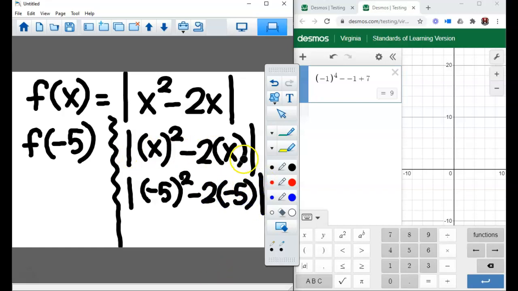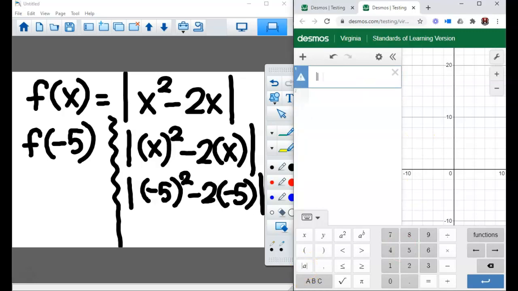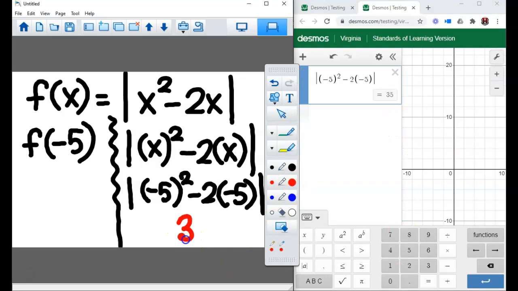So I rewrote the rule with parentheses. I plugged in my number. Now it's time to go to the calculator and do a little typing. Don't forget your absolute value bars are right here with the absolute value of a. We're going to do parentheses, negative 5, close parentheses, squared, minus 2, parentheses, negative 5, close parentheses, and then close your absolute value bars. You'll see your output there is 35, so 35 is your answer.